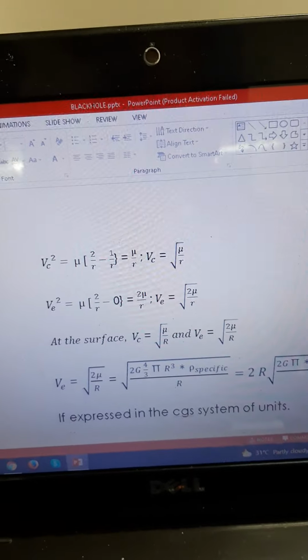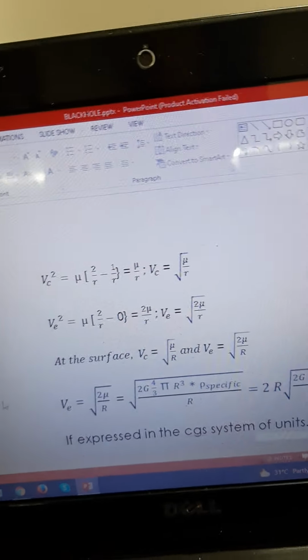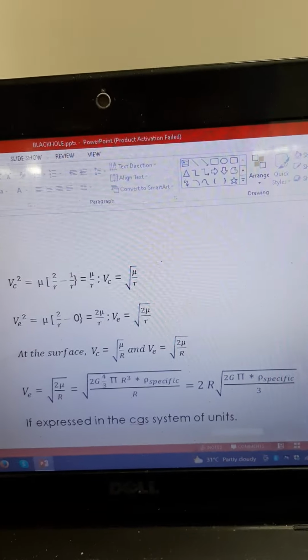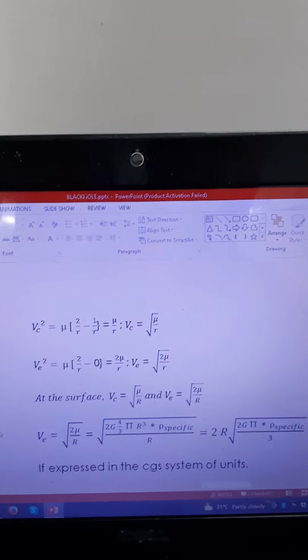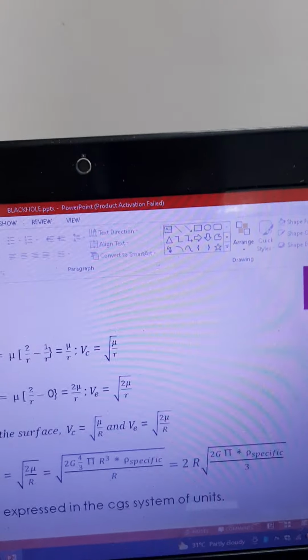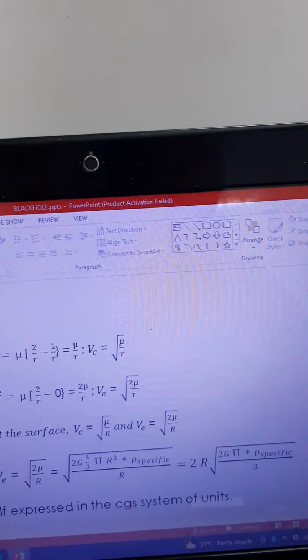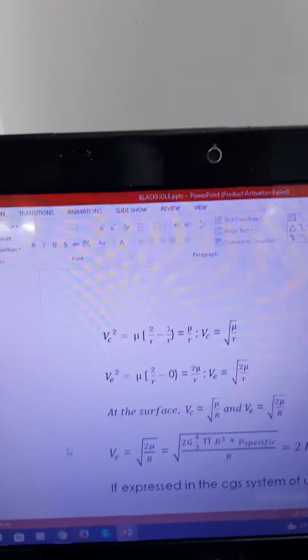Now, reducing down and substituting everything, we get an equation: V escape is equal to 2 into the radius of the body into the square root of (2 G pi into rho specific, that is the specific gravity, by 3). Everything is expressed in the CGS system of units. So once you do that, it can be seen that the escape velocity is a function of the radius and the specific gravity. Two variables to play with, that's all.